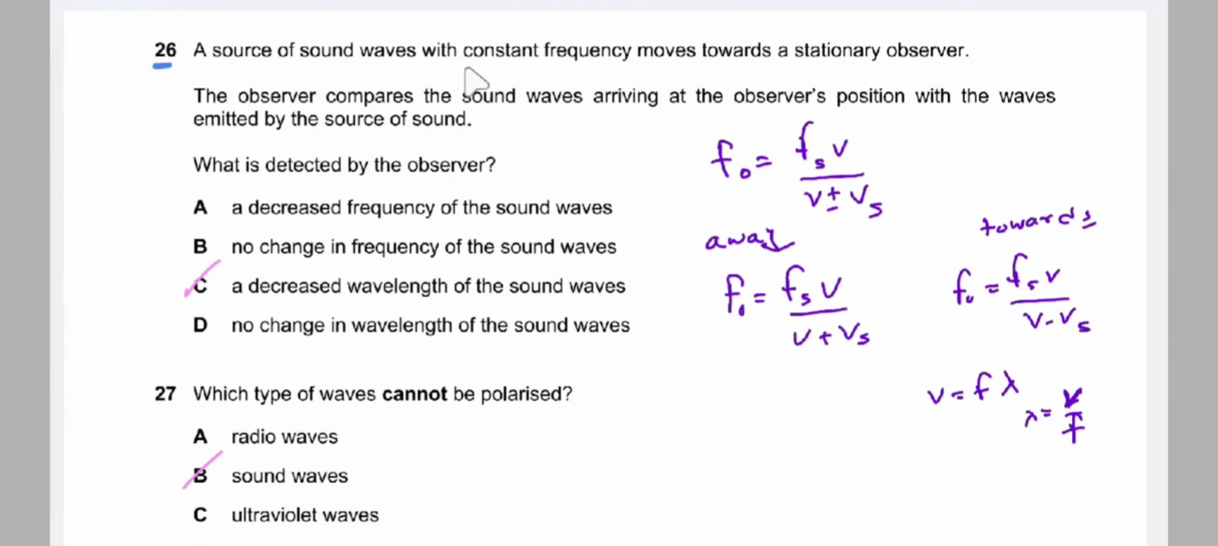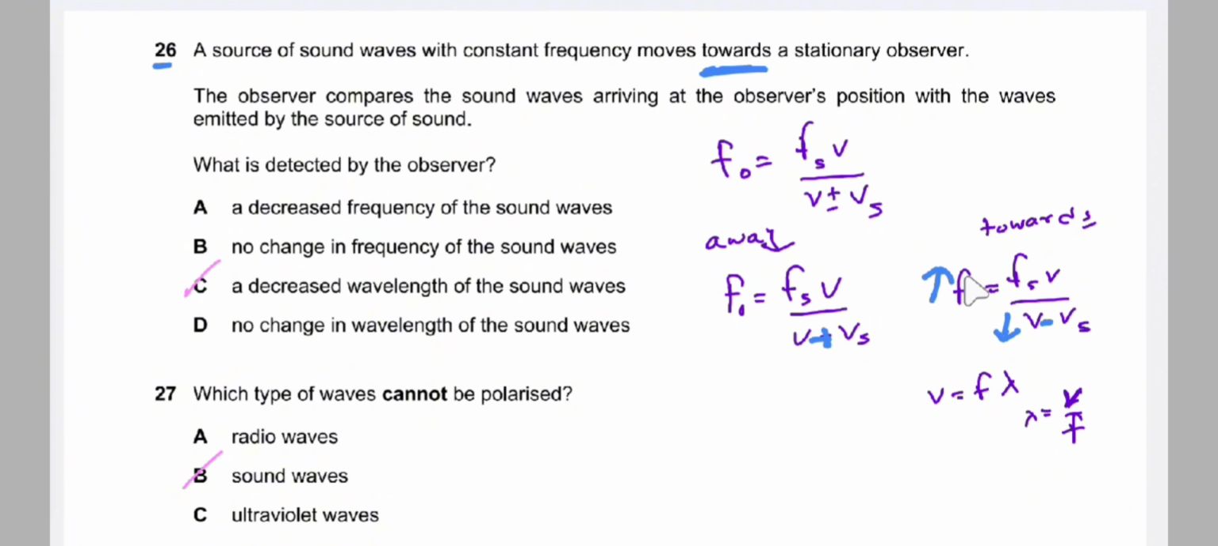Number 26. A source of sound with constant frequency moves towards a stationary observer. The observer compares the sound wave arriving at the observer's position with the wave emitted by the source of sound. What is detected by the observer? As the object moves towards the observer, we know the equation: f0 is equal to fs times V over V plus or minus Vs. For the object moving towards the observer, it would be minus Vs, and for the object moving away from the observer, it would be plus Vs. Since it is moving towards the observer, it is V minus Vs. We can see that in V minus Vs the denominator is less, so the denominator is less, that means the observed frequency is more.